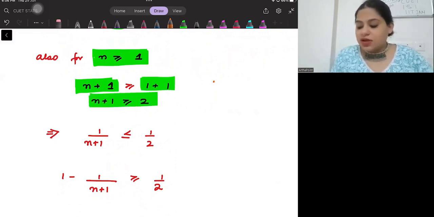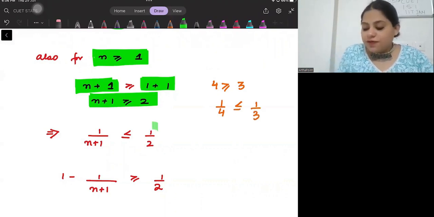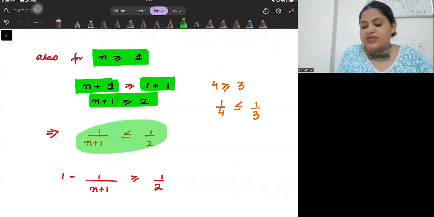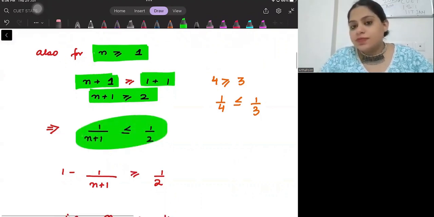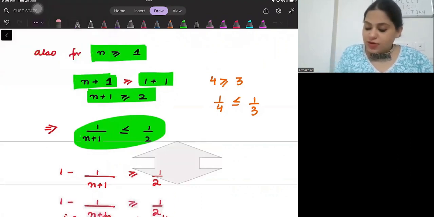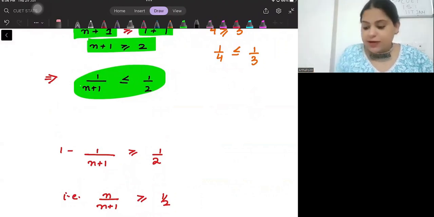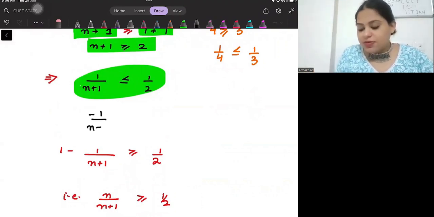Better tell me something. If 4 is greater than or equal to 3, then when I reciprocate it, 1 by 4 will be less than or equal to 1 by 3. So if I reciprocate it, 1 upon n plus 1 will be less than or equal to half. Right? Now let me multiply with minus 1 on both sides. What will minus do? It will reverse the sign. So minus 1 upon n plus 1 will be greater than or equal to minus half.